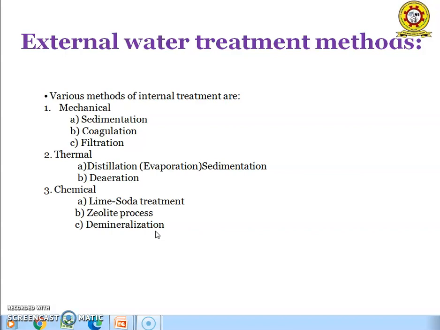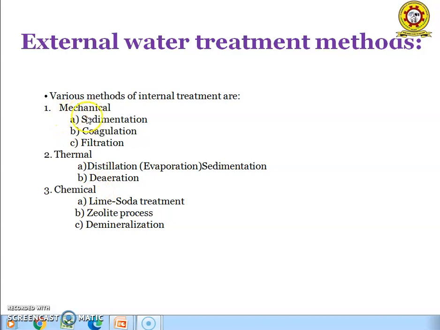When the quantity of makeup water is large and it contains considerable suspended and dissolved impurities, then external water treatment is used. In this method of treatment, raw water is taken to the tank where reagents are mixed. The various methods of external treatment are mechanical treatment, thermal treatment and chemical treatment.